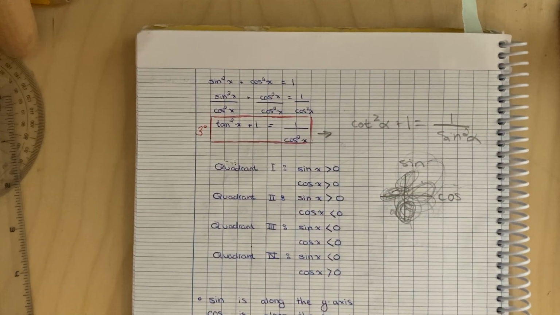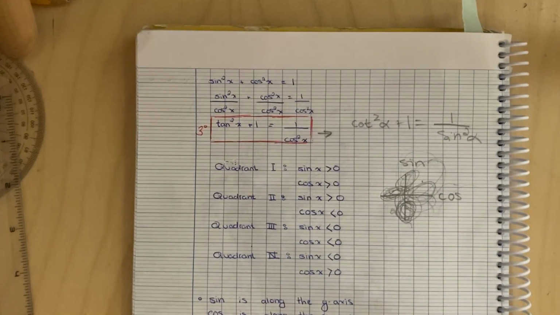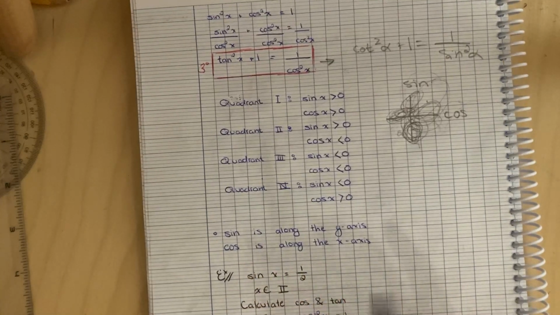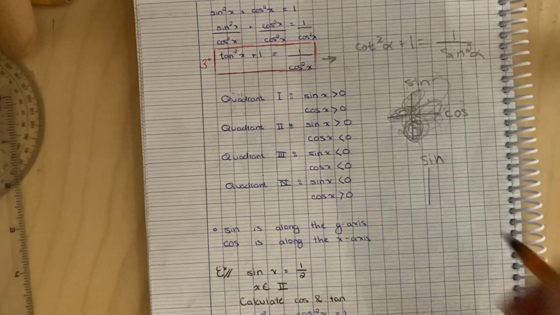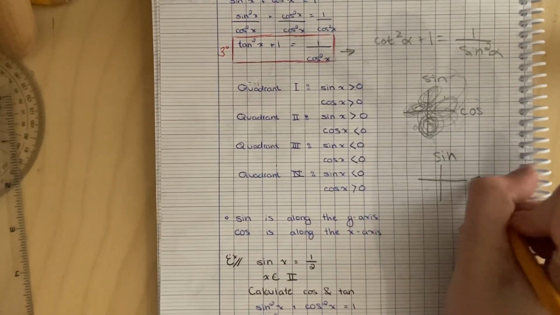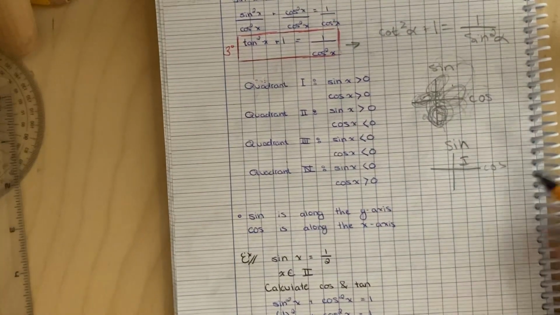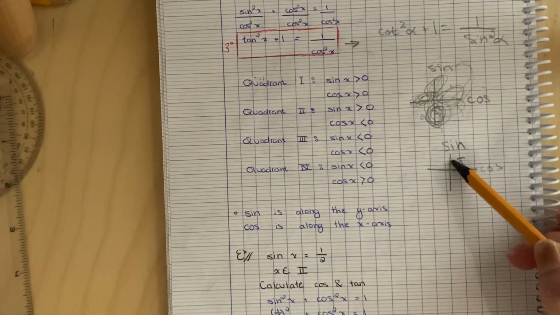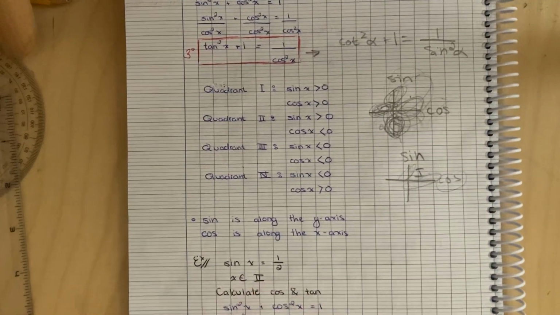Here's something that's pretty important, just so that you can figure stuff out on your own if you forget a specific formula. Sine is along the y-axis, and cosine is the x-axis. So in quadrant 1, sine is positive because it's the positive y-axis. Cosine is also positive because it's the positive side of the x-axis.